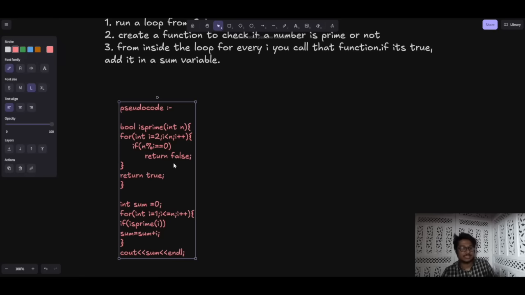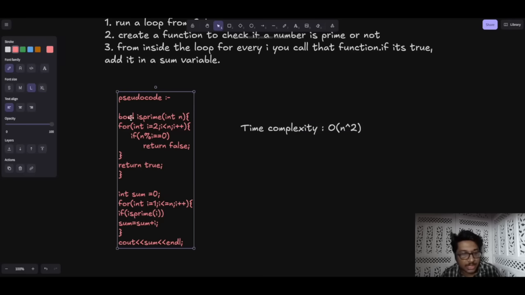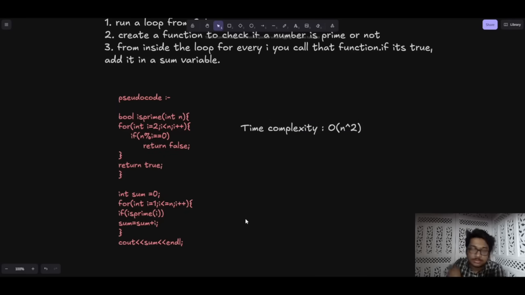Something like this you can do, and the time complexity of this is O of n square, because you have one loop here and you have one loop here. So 2 loops, O of n square.